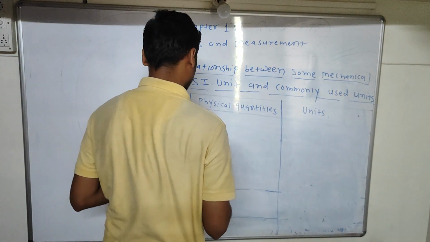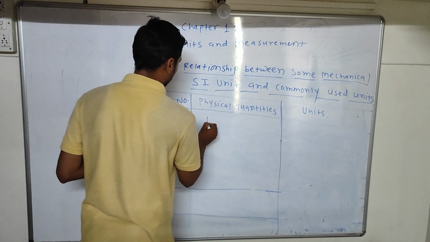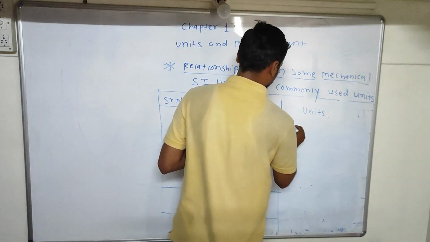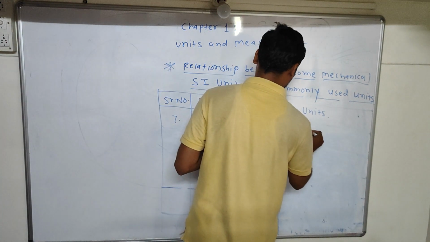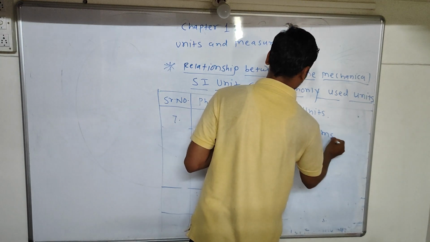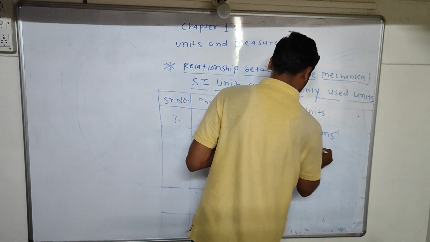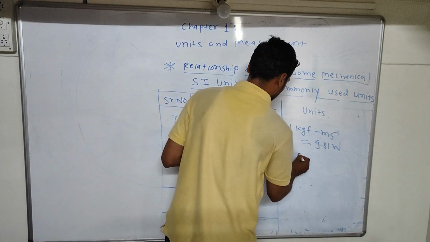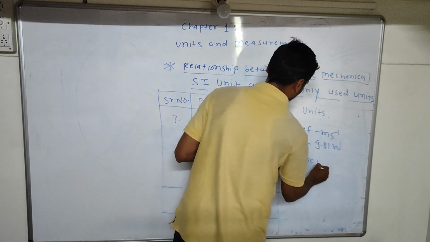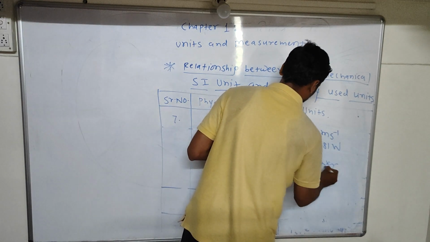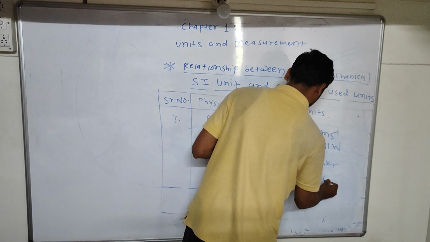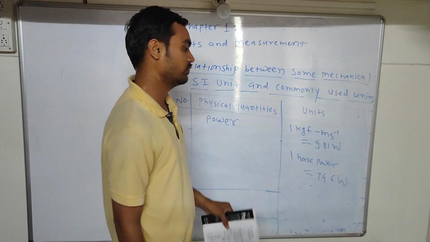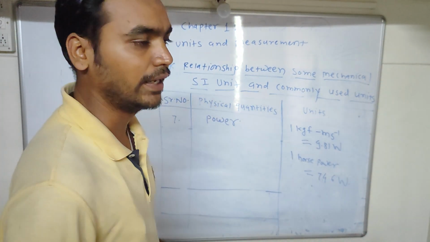Then we have to see the last physical quantity, power, right? Power: 1 kgf meter per second is equal to 9.81 watt, right? And 1 horsepower is equal to 746 watt, right? All conversions you have to fit in your mind and you have to read at your home.